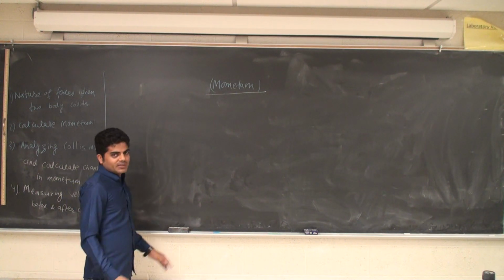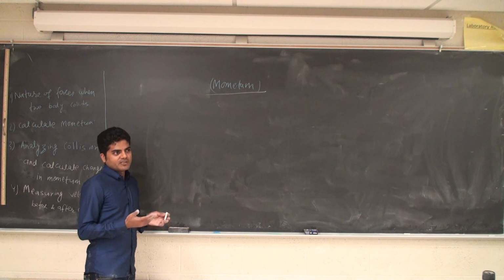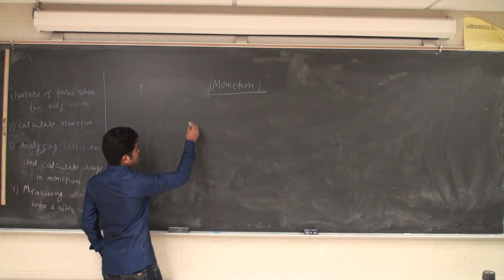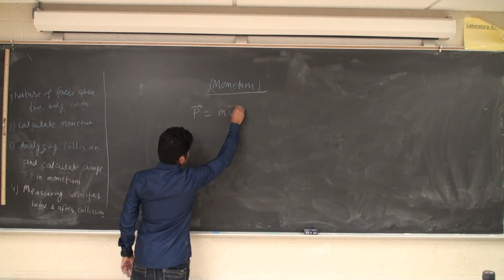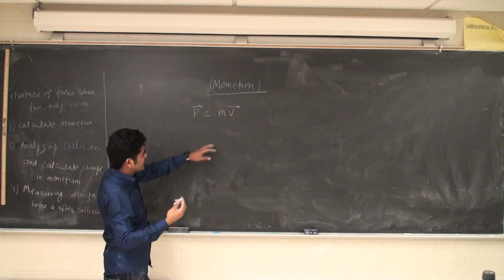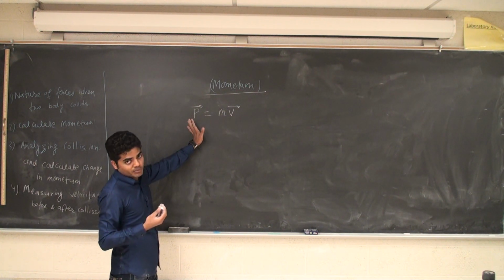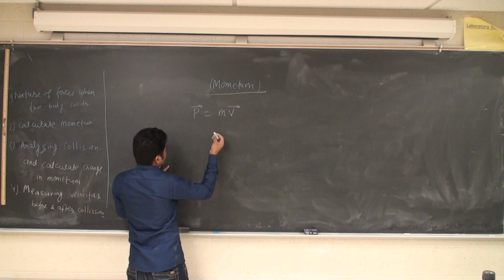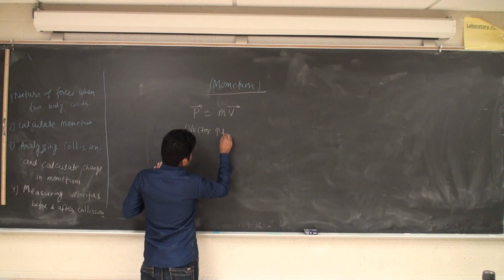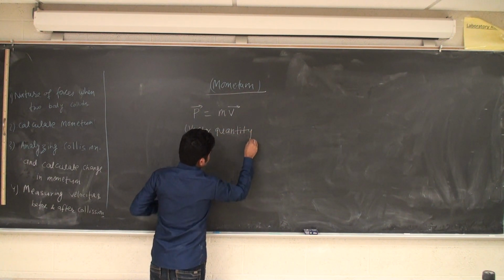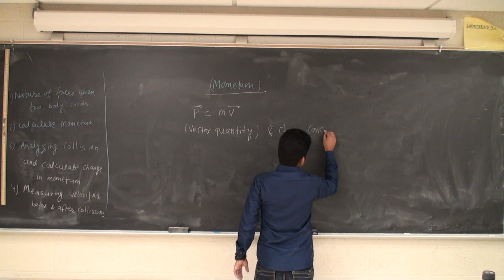Momentum, like energy, is a conserved quantity. Momentum is defined as the mass times the velocity. It's a vector, so if you know the direction of the velocity, you know the direction of the momentum as well. It is a vector quantity, and it is a conserved quantity as well.